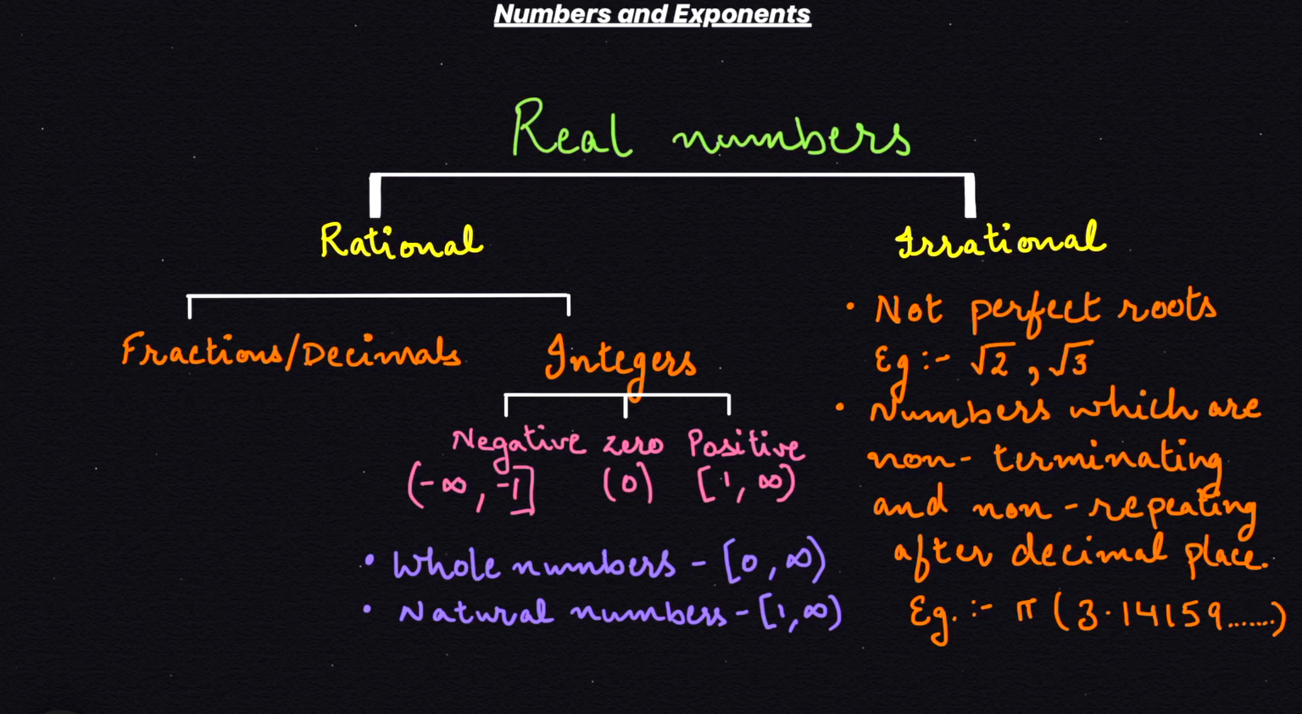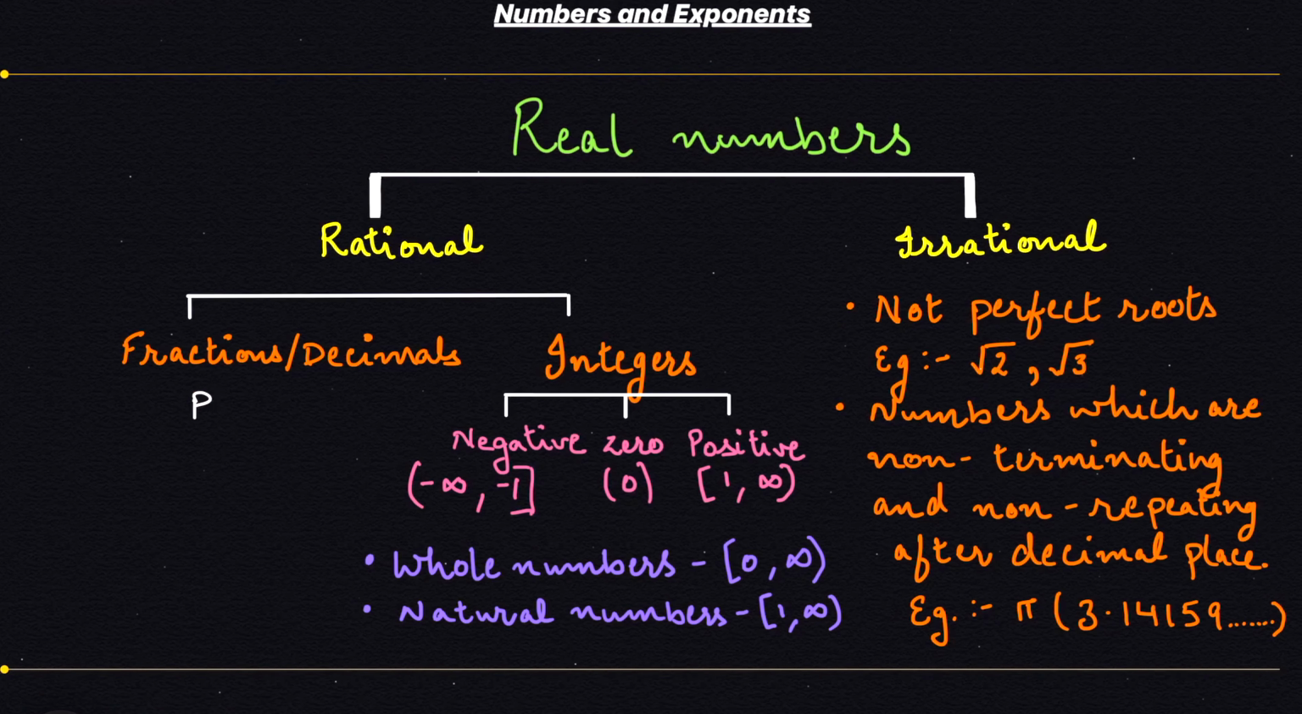B, numbers which are non-terminating and non-repeating after the decimal place. Its most common example is pi. Now coming to rational numbers, they also include two types, fractions or decimals and integers. Fractions are numbers which can be written in the form of p over q, where q is not equal to 0, because in any expression if the denominator is equal to 0 then it becomes infinity, which is not defined.